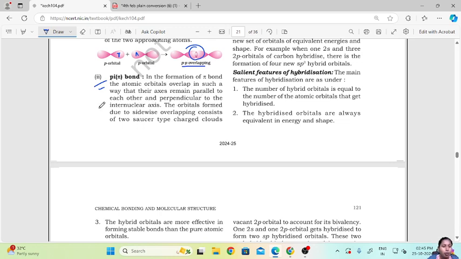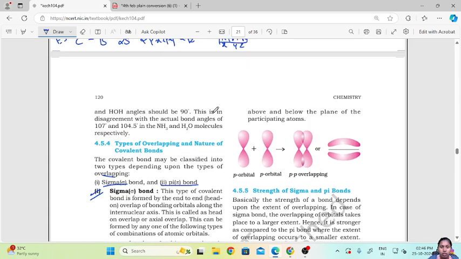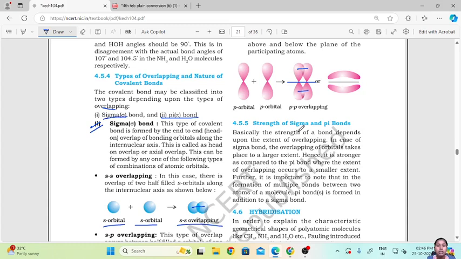Now the orbitals formed due to sidewise overlapping consist of two saucer type charged clouds above and below the plane of the participating atoms. So this is how the pi bonds are formed. So here you can have double bonds. See, there are two bonds which are formed with the linear line perpendicular to the internuclear axis. Now, what is the strength of sigma and pi bonds?